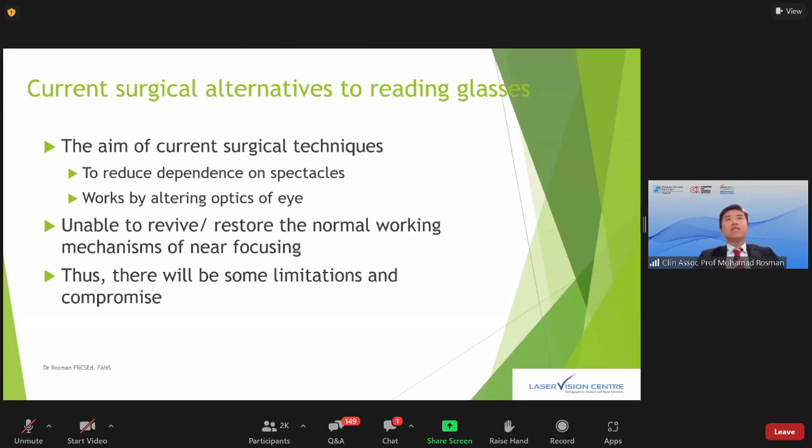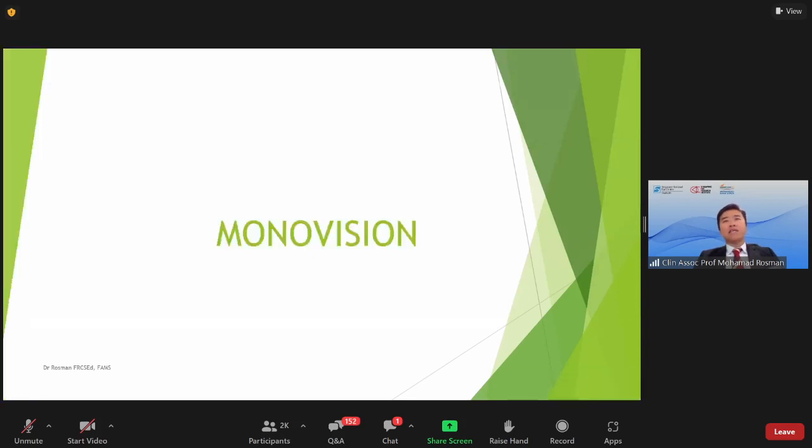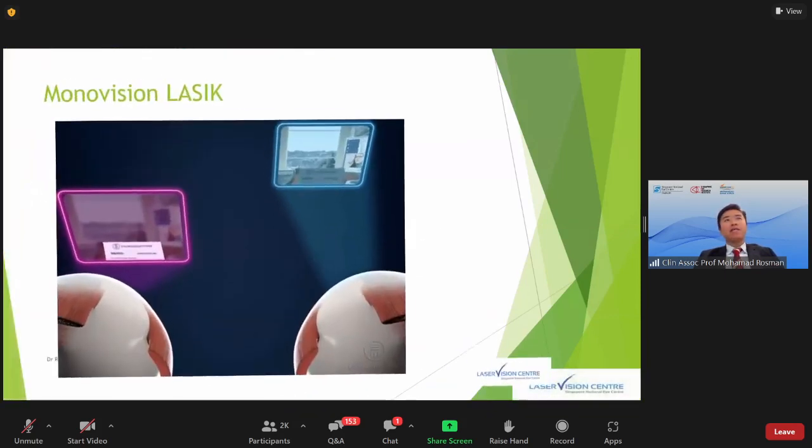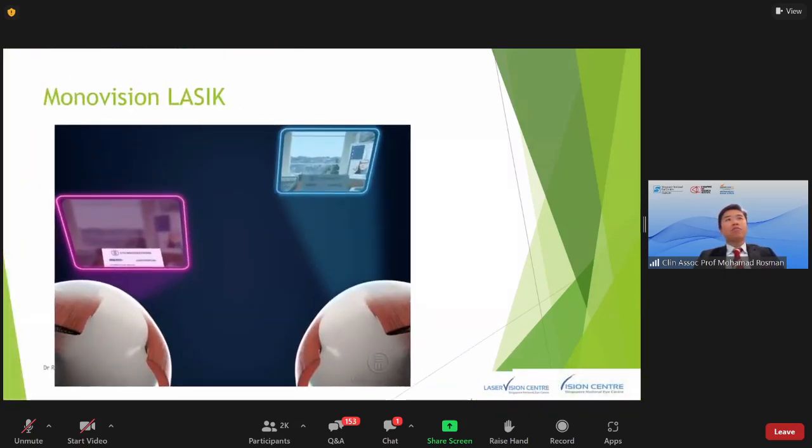Okay, the current surgical alternatives to reading glasses, the aim is really to reduce the dependence on spectacles, and we cannot restore the working function of the lens. So we are unable to actually revive or restore. Therefore, all the surgical technique works by altering optics of the eye, and therefore there will be some limitation and compromise. Monovision, as I alluded just now, can be done either using contact lens, or it can be done by performing monovision laser, LASIK, where one eye is fully corrected for distance and the other eye for near.